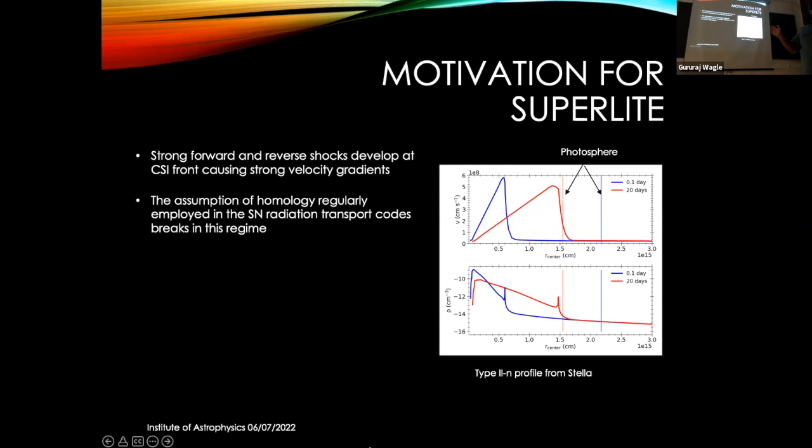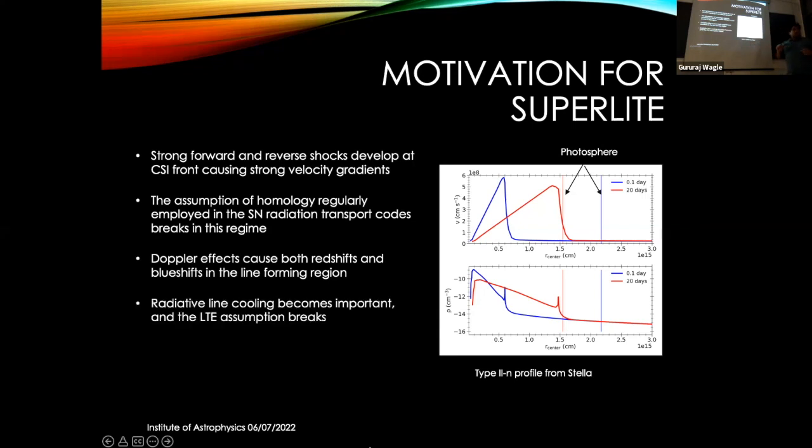So in the case of type 2n supernovae, where there's a circumstellar material interaction happening, a forward and reverse shock develop at the circumstellar interaction front. So strong velocity gradients are developed, and the velocity is no longer homologous. It drops at the interaction front, and a density peak appears because of the forward and reverse shock. Here is a type 2n profile from another code called Stella, which does radiation hydrodynamic evolution of the supernova ejecta.